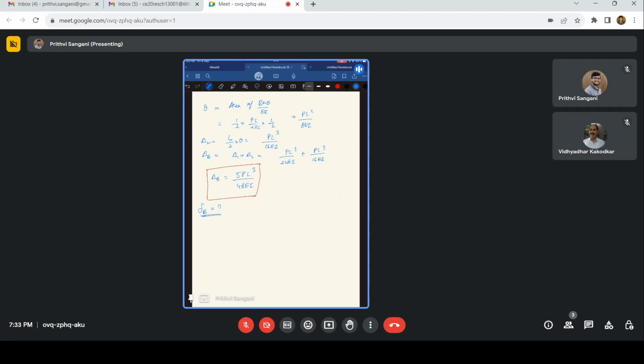If one of the supports is a pin, then there is one more degree of kinematic indeterminacy. Yeah, if you have a pin instead of fixed, you'll have one more here. That means this is 16.